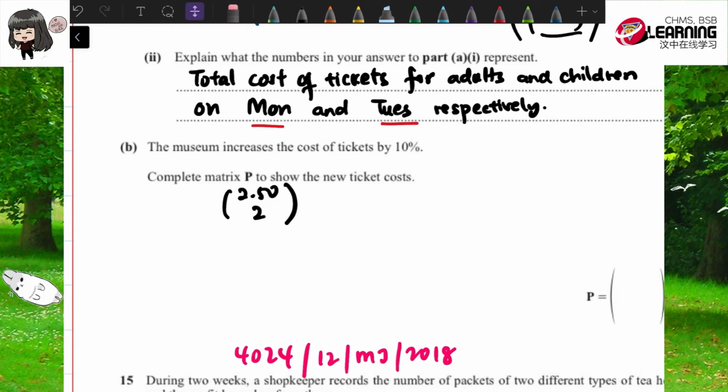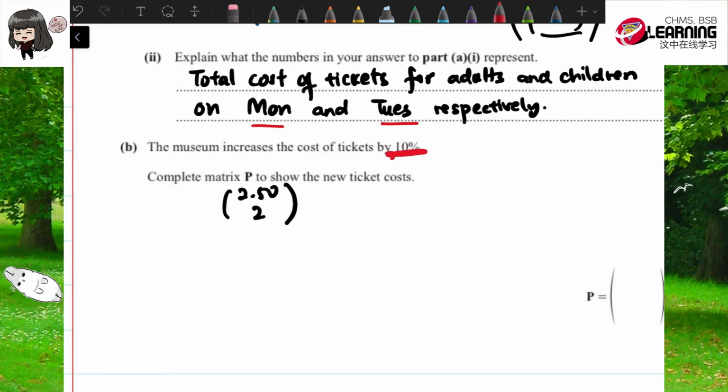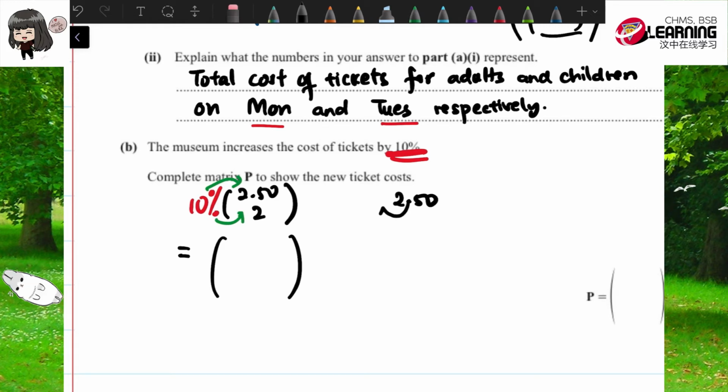Then you have to multiply with 10% because it increases by 10%, right? So you times with 10% first to find out how much is increasing. 10% basically means multiply. I will show you how I multiply. $2.50 times 10% is just that you need to move the decimal place one to the left, so it's 25 cents. And 10% of $2, you move one decimal place, so it's 20 cents.